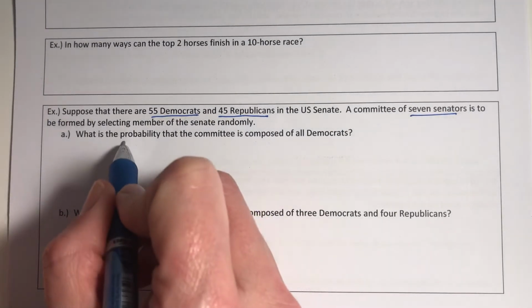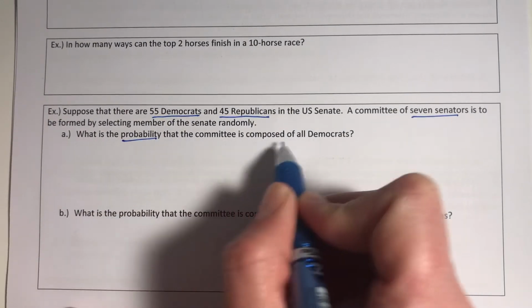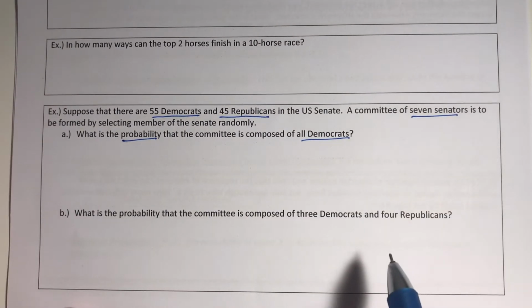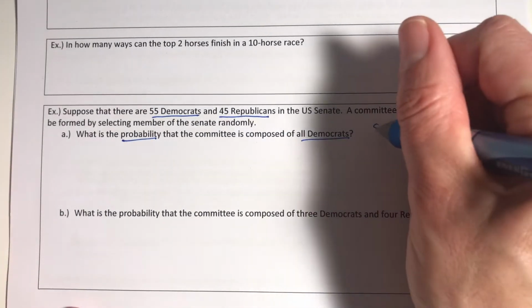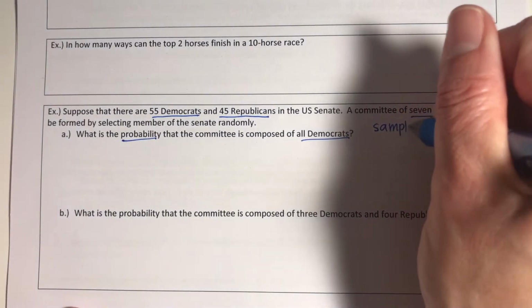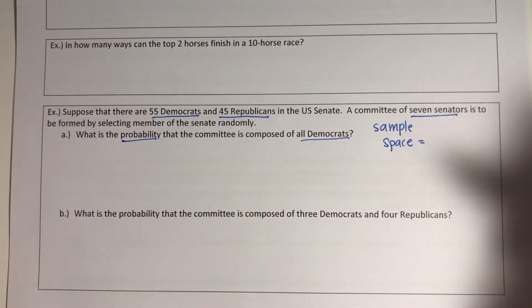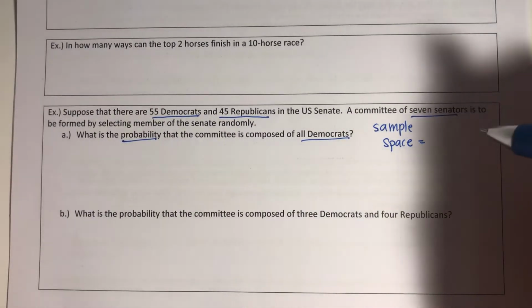And so the first question here says, what is the probability that the committee is composed of all Democrats? That means all 7 are Democratic and 0 are Republican. So in order to start this problem, I need to write down the sample space. And the sample space is a nice thing. It's where everyone's kind of treated equal.